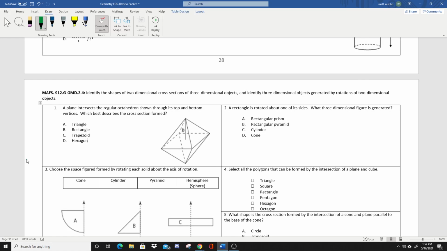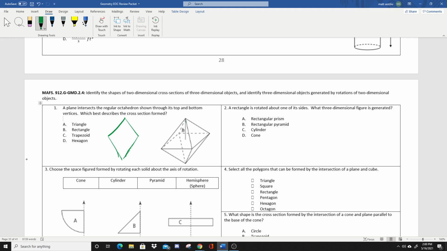For this first problem, they don't tell us exactly how they want us to have this plane going through the top and the bottom, because you could cut it like this. The plane looks like this, and I know that looked a little weird, but you're cutting it in half like that, and if you do that, the cross section would actually look like this.